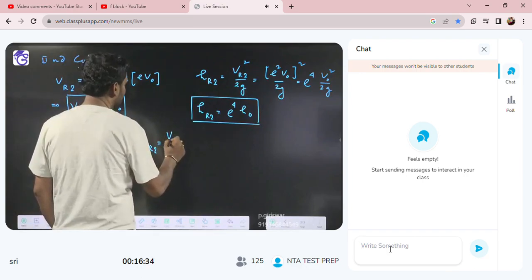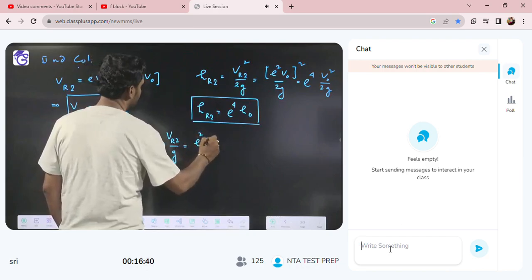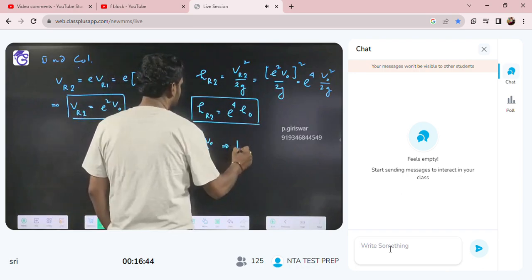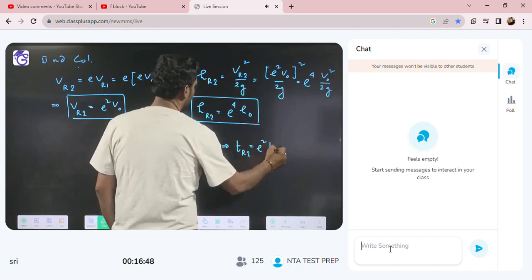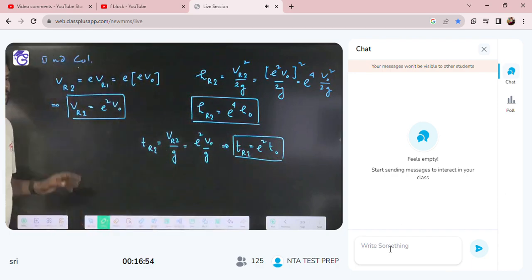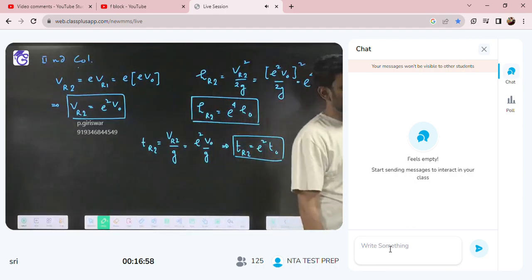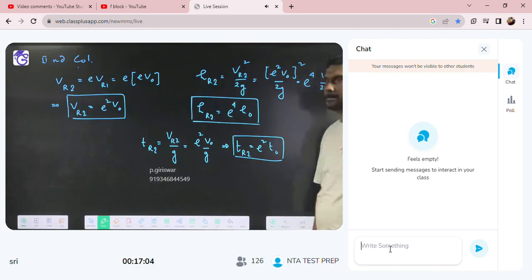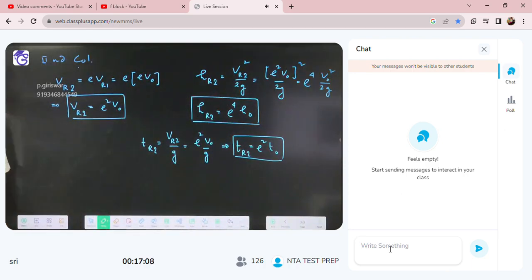And then TR2 is equal to VR2 by G. VR2 is E square into V0 by G, which means TR2 is equal to E square into T0. So that's the line of thinking. For the NEET exam, up to the second collision is enough. You don't have to go beyond the second collision. Please note down, everyone.